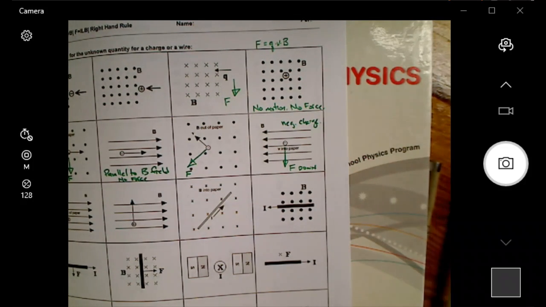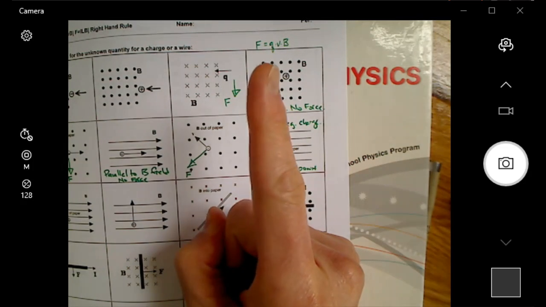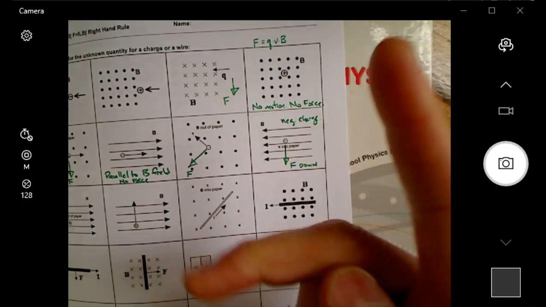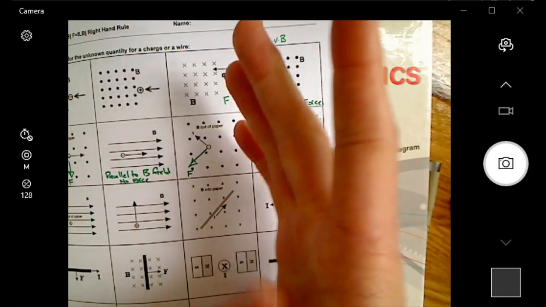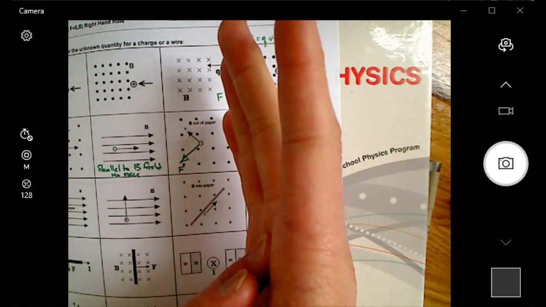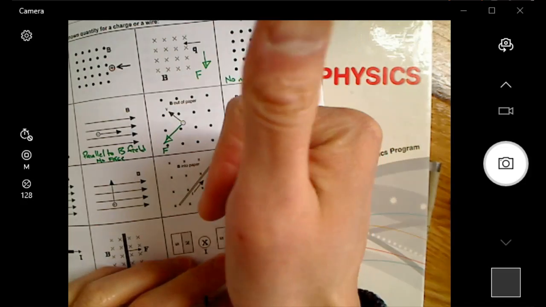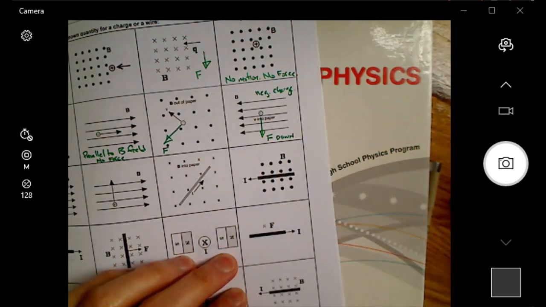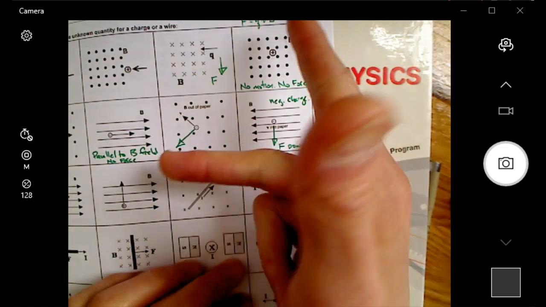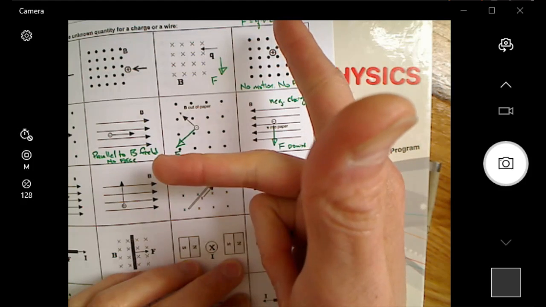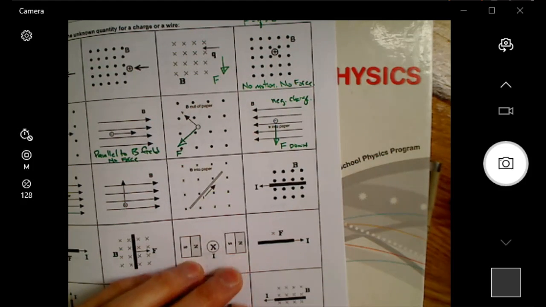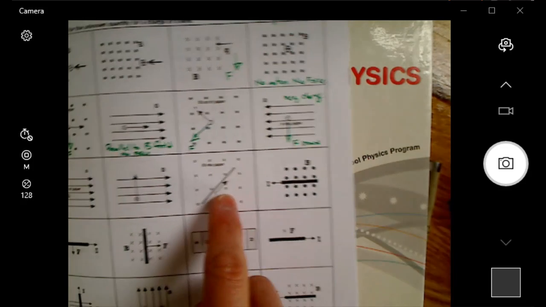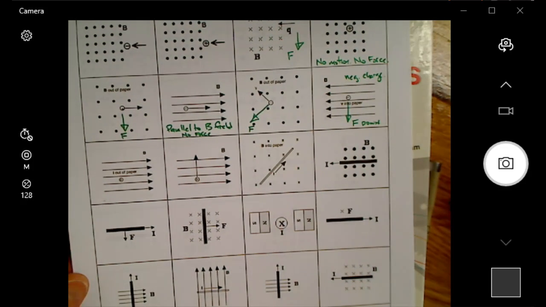A couple things to remember. One, your index finger points in the direction the charge is moving. Your middle finger, or the palm of your hand, points in the direction of the magnetic field, or B. And then the thumb points in the direction of the force. The other thing is to remember that these three directions are always 90 degrees with respect to each other.